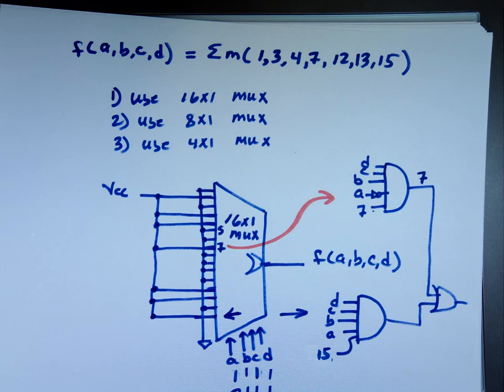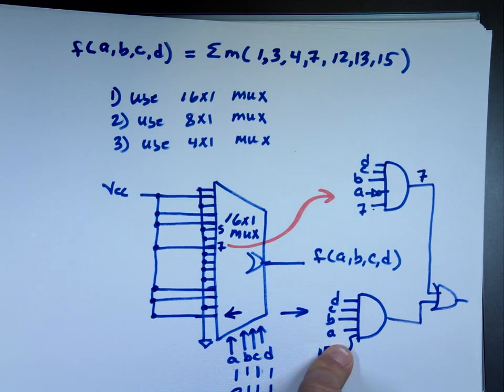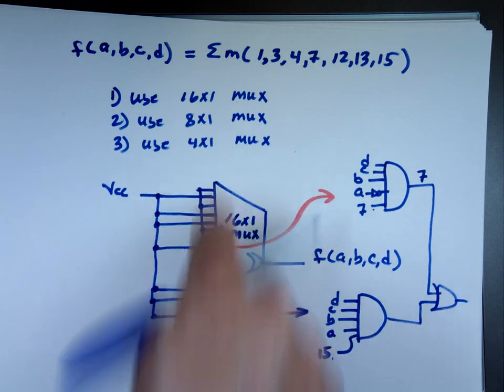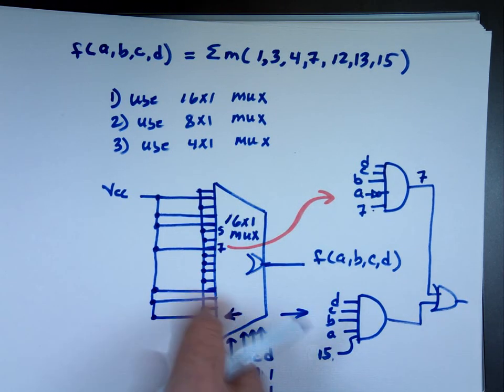If it's 1, 1, 1, 1, it's not going to work for 7 because it's false. That won't work for this. Only the 1, 1, 1 is going to work for this. The other 14 or 15 pins will be off.